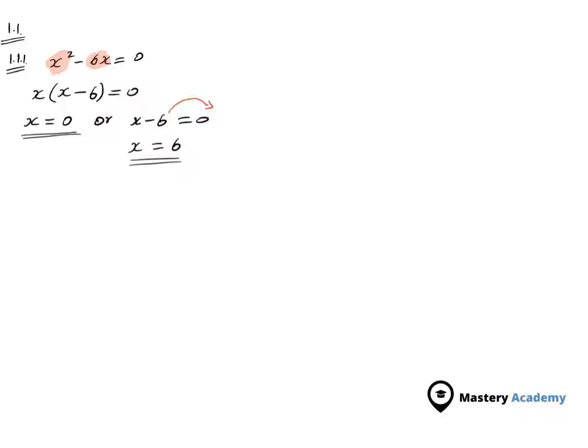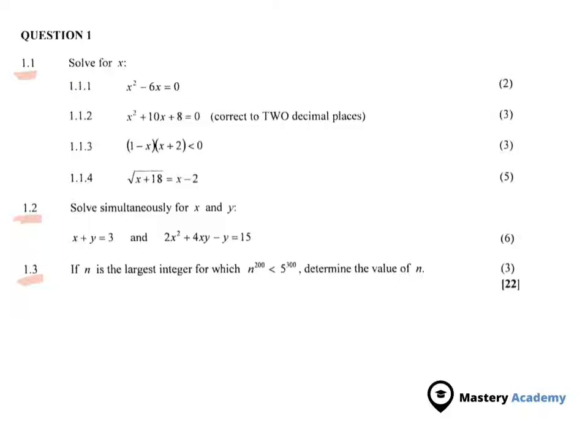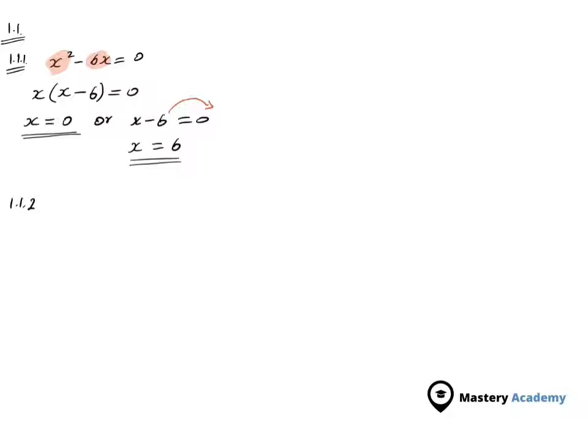Now let us move to the second question, which is 1.1.2. As you can see, we're given x squared plus 10x plus 8 is equal to 0. And we are required to answer correct to 2 decimal places. So we have x squared plus 10x plus 8 is equal to 0.